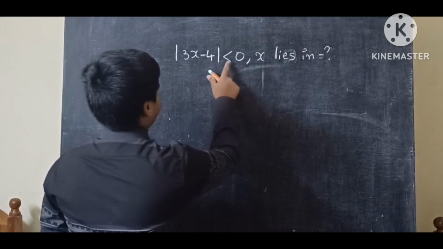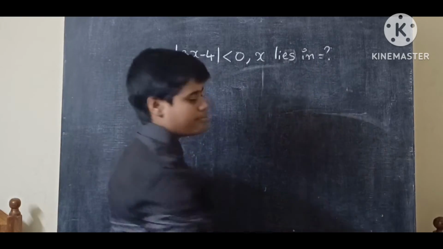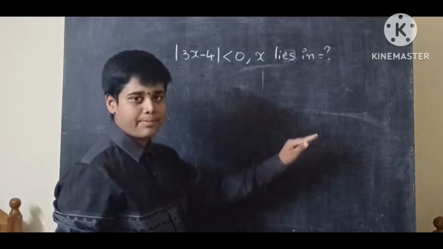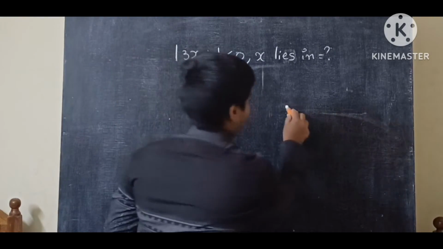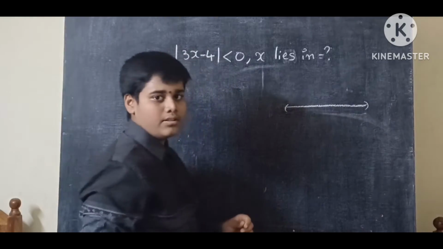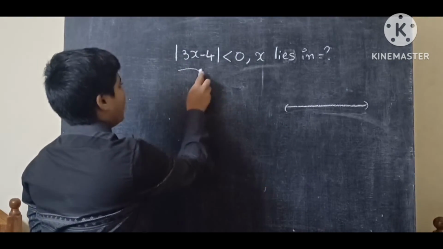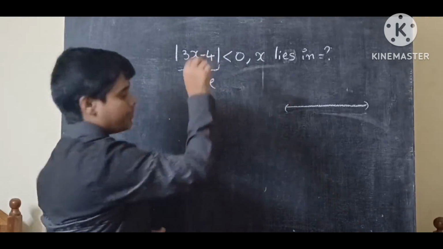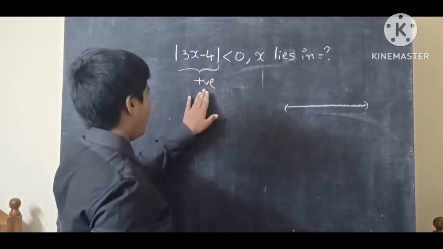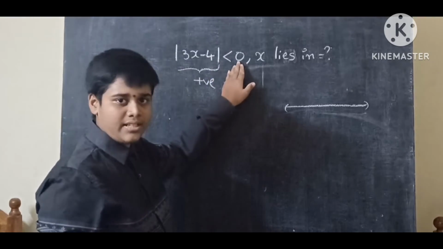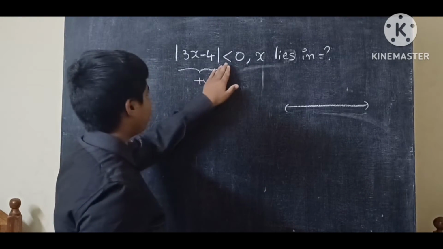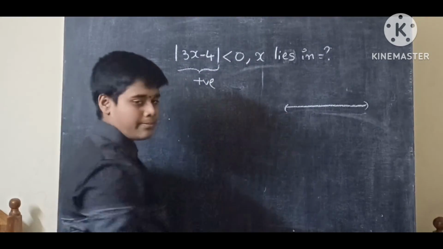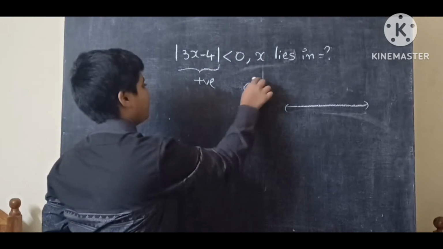Mod of 3x minus 4 is less than 0, and x lies between... Here they give one inequality and they are asking to find where x lies on the number line. The mod value of any expression or any number is always positive. Positive value means it is never less than 0, but they give less than 0. Here how is it possible? So nothing is present.